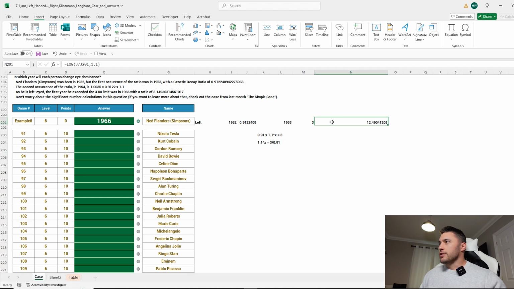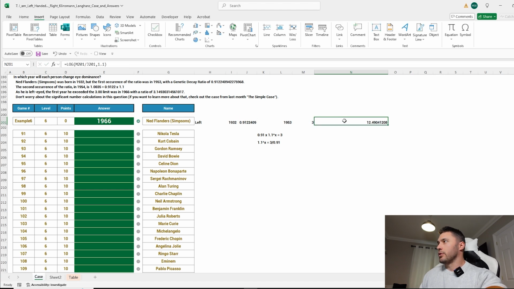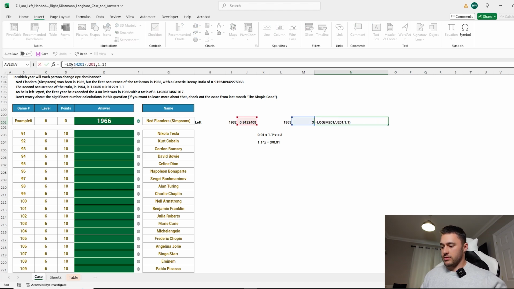So let's move that equation up here, and let's do, instead of the 3, let's link it to this. And then we've got our answer, and we want to round that up. And we want to plus on the date that it started from.